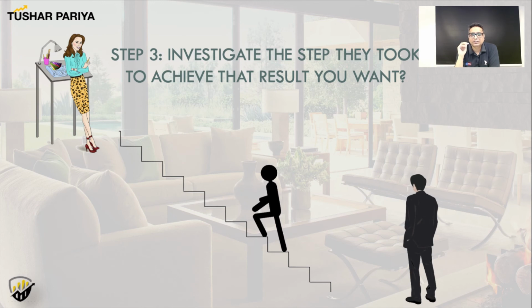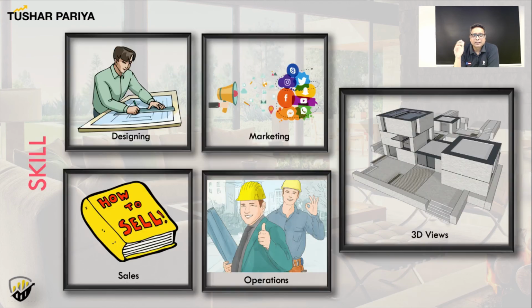Once you find that person who has already achieved the result, you need to get into investigation mode. So now you'll have to become an investigator. You need to investigate the steps they took to achieve that result. So what result you want, based on that you need to understand what steps they took. And that is about the strategy.